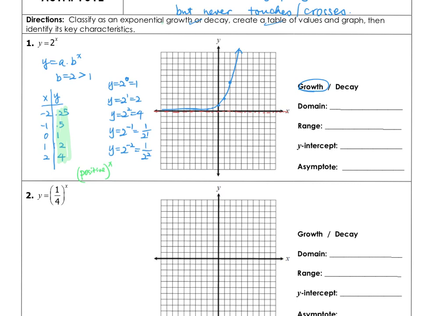So the domain, therefore, is all real numbers. Remember, I always say domain and range by alphabetical order. In the alphabet, D comes first, R comes second. Therefore, domain is x and range is y, because x comes first and y comes next. So the domain is all x values, so it's all real numbers.